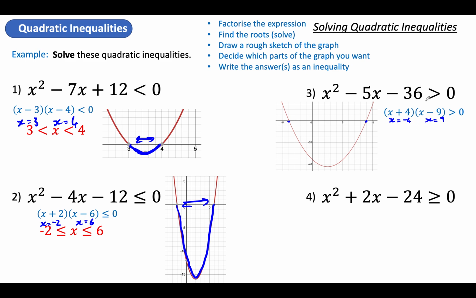We want the bit that's bigger than 0, which means we want this leg up here that's above ground level, and this part of the graph over here that's above ground level. So we're after all the x bits that are that side of negative 4 and all the x bits that are that side of positive 9. So we need 2 separate inequalities, and they are x is less than negative 4 and x is bigger than 9. Yep. Okay, last one then.